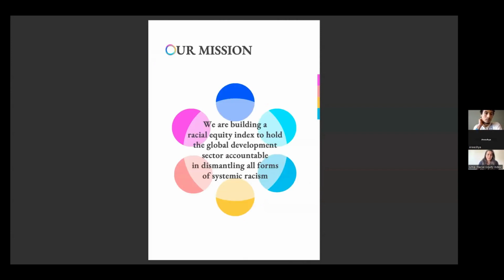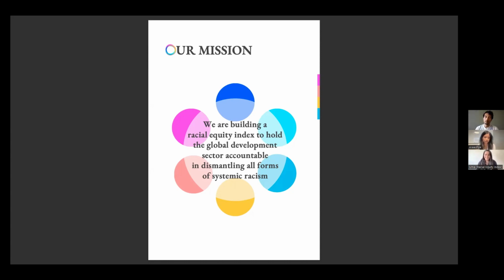We are a group of BIPOC volunteers. We have up until this point received very minimal funding for our work, but we started as a collective of BIPOC development practitioners that are globally located in the global majority and also within the global north, because we have all experienced racism within global development. So I want you to hold that in mind as we're moving through what we're trying to do at the Racial Equity Index. We are a group of people who have been impacted by really harmful and inequitable practices within global development organizations. And so the creation of what we're doing within the Racial Equity Index stems very much from our lived experience.